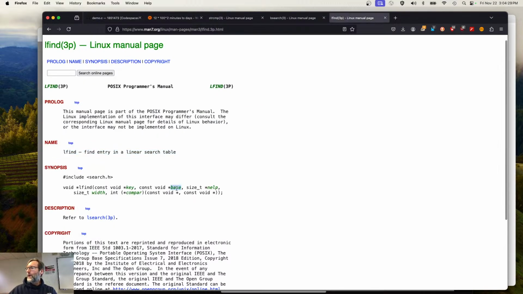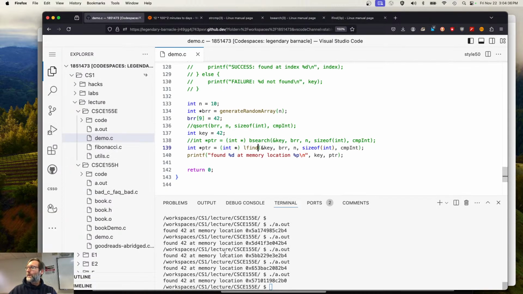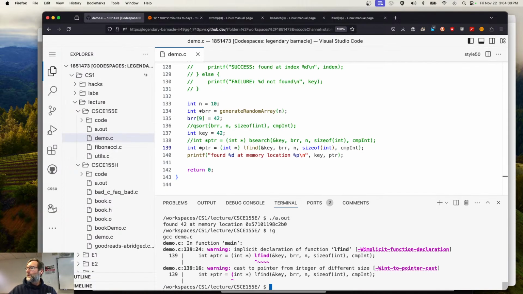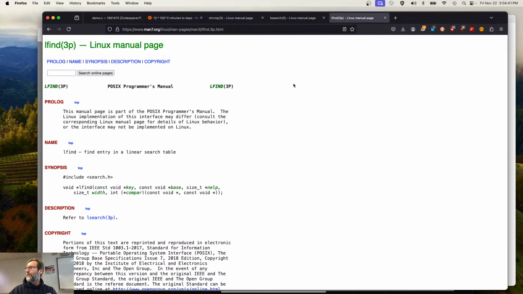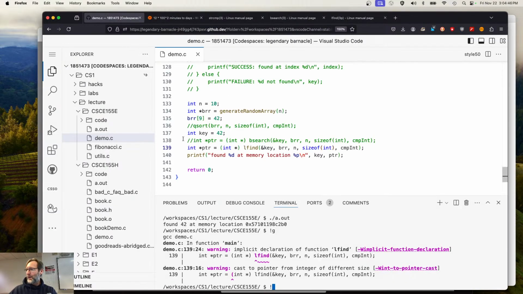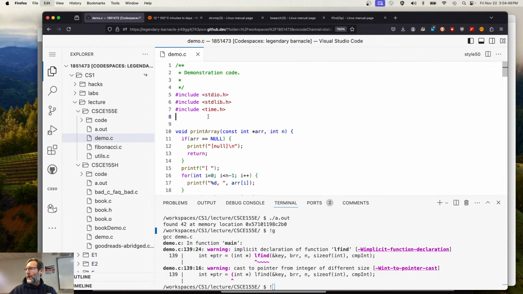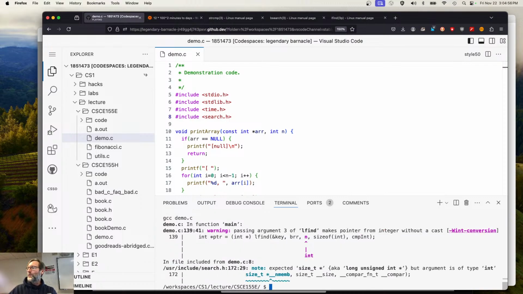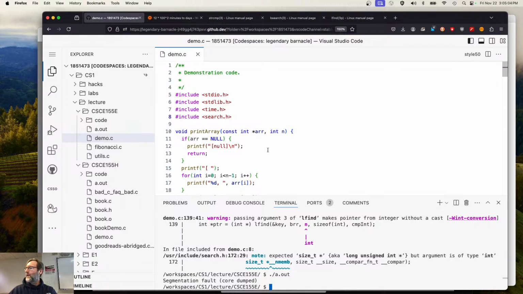There's the key. There's the array. There's the number of elements. There's the width, which is what they call the number of bytes, and there's the comparator that you use for it. GCC. Oops. Sorry, where is it? It's in the search library. It's not in the standard library. So let's go ahead and bring in the search library now. It's probably not standard because why would you want a slow search, right? Oops. Yeah, you can ignore that. Never mind. GCC and let's run it. Oh, come on. You can't ignore that?